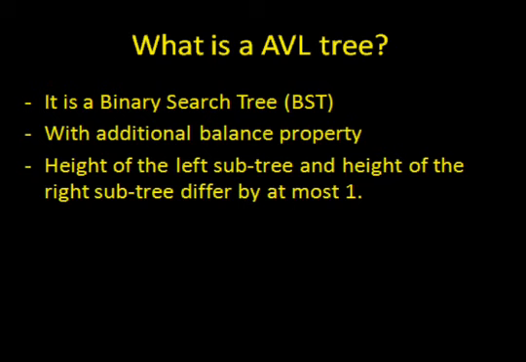It has a balance property. What it means is that the tree must always be balanced at all times. That means the height of the left subtree and the height of the right subtree can only differ by at most 1.